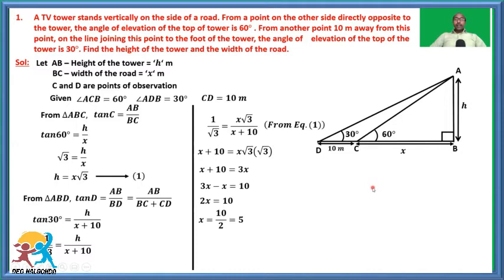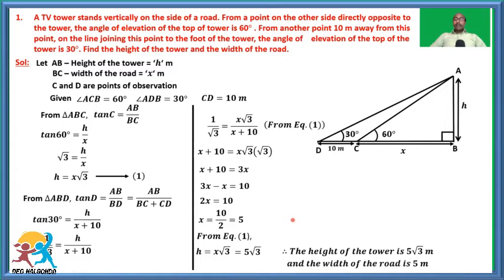Now from equation 1, we have h is equal to x root 3. That is h is equal to x into root 3, 5 into root 3. So the height of the tower is 5 root 3 meters and the width of the road is 5 meters. That is the solution of the first question. So take the second problem.